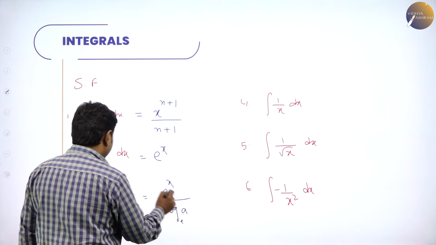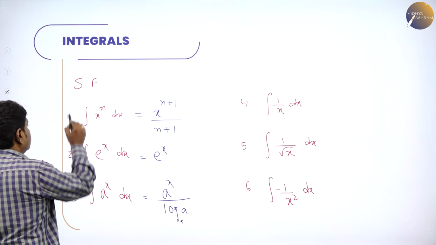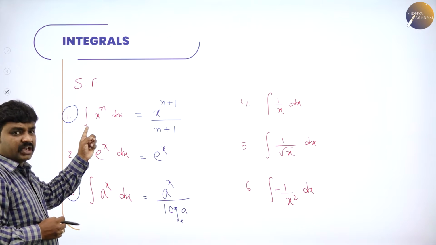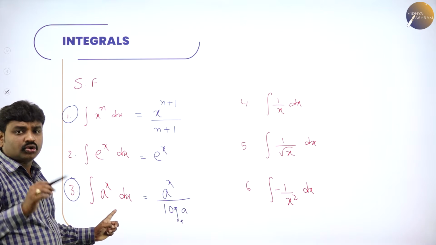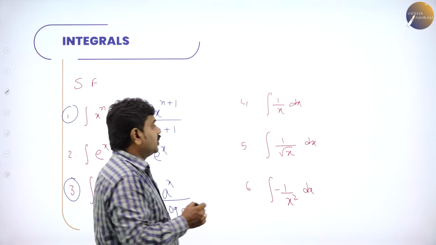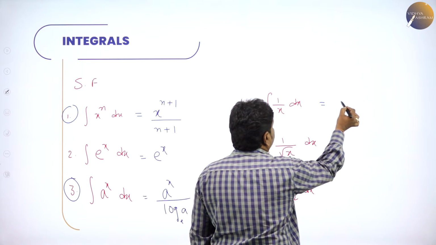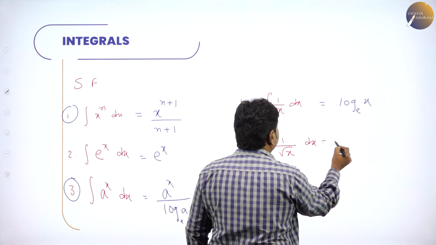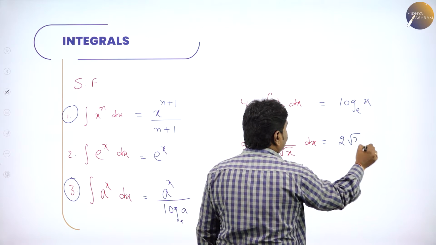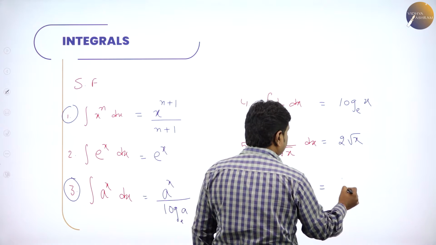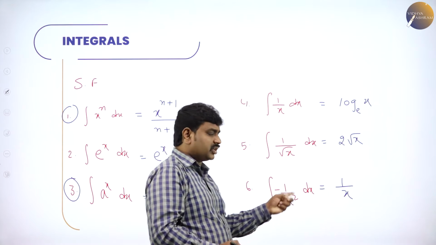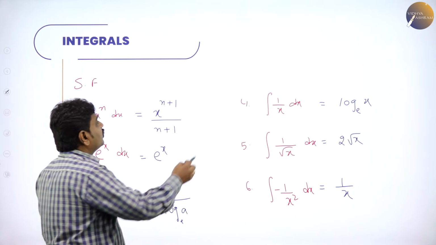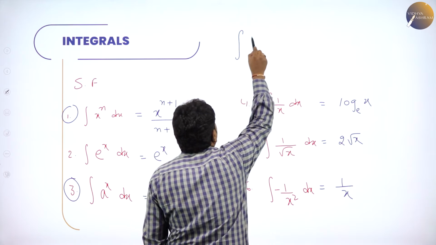What is the difference between the first and third? In the first, the base is variable; here the power is variable. I told you how to apply. And integration of 1 by x is logarithm to the base e of x, because you know the derivative of log x is 1 by x. Integration of 1 by root x is 2 root x. Integration of minus 1 by x square is 1 by x, because the derivative of 1 by x is minus 1 by x square.